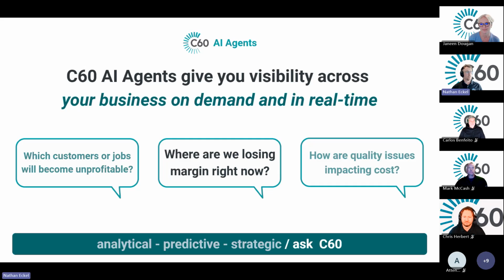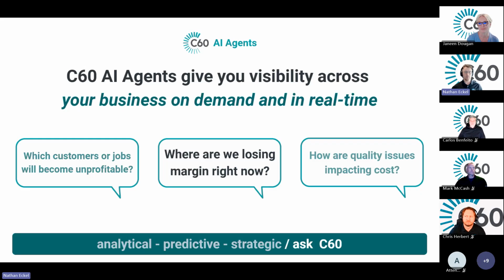More specifically, our C60 AI agents give you that visibility on demand and in real time, so that you can have conversations with your data to understand which customers or projects are becoming unprofitable or less profitable, and where there may be some issues that are impacting costs. So again, whether that's related to materials or fleet efficiency, and ultimately understanding where we are losing margin today.